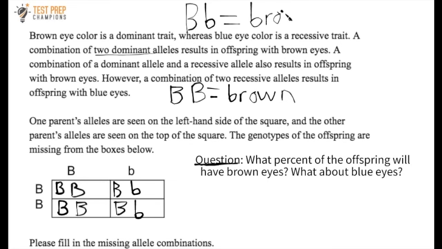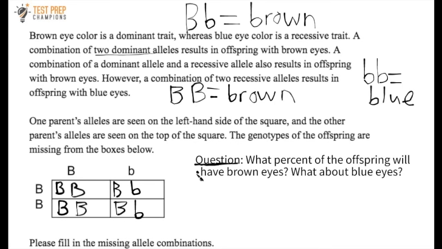Now, lastly, the information tells us a combination of two recessive alleles results in offspring with blue eyes. So the recessive allele, again, is going to be a lowercase. So if there's two recessive alleles inherited, that will give blue eyes. All right, so let's keep this in mind here. And as we go to the question, what percent of the offspring will have brown eyes?